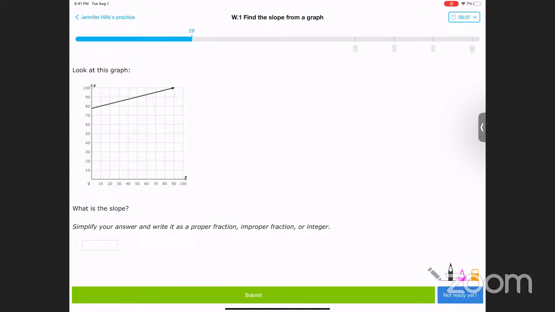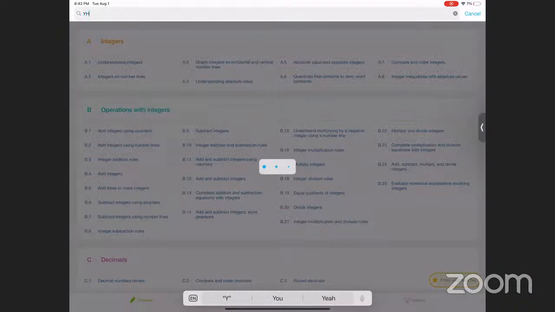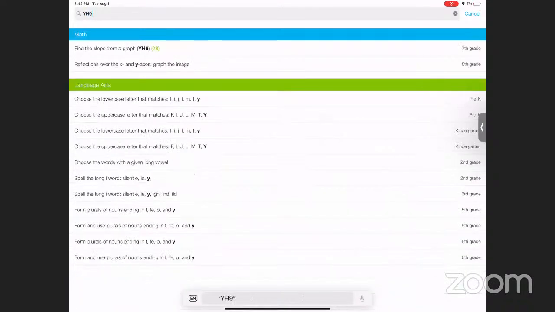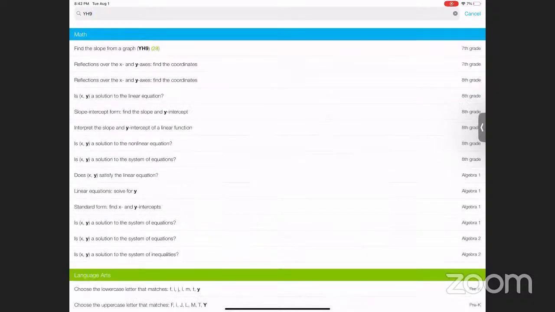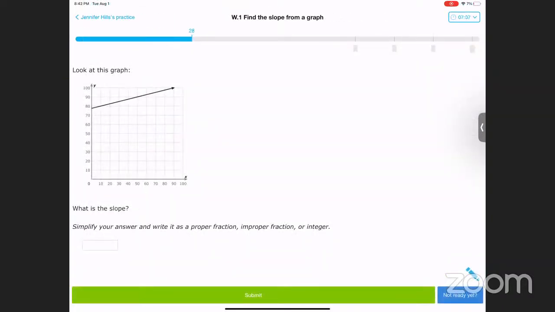But I'm going to get that IXL for you so that when you get on IXL and you're looking for slope, you can go straight to what the code is without having to search through all the slopes. Now, keep in mind, this is finding the slope from a graph. If you're on the IXL app, you can type YH9. And you see it's the first thing that pops up right here. Press enter. And boom, you're on finding the slope for a graph.